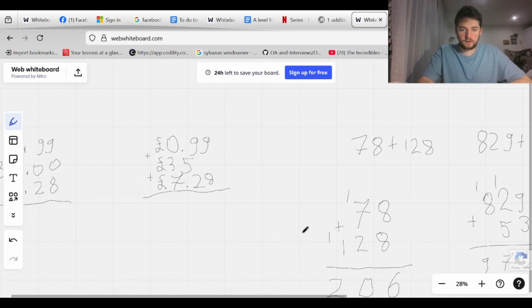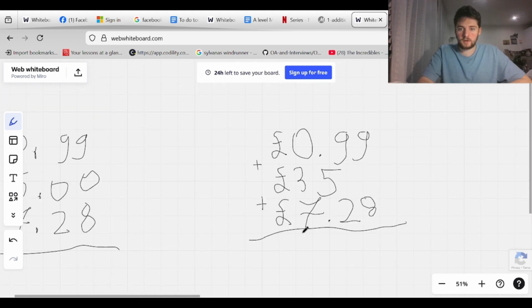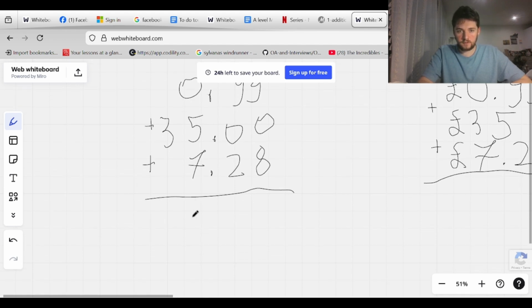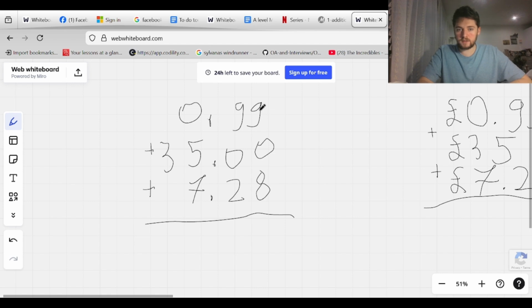Now let's go back to the question we started with. If we write it neatly, we get this. So we line up the decimal points. We put 2 zeros next to 35. Makes it easier for us. And now we can just add. Pause the video here to try and figure this one out by yourself.